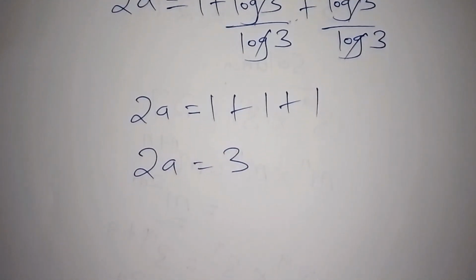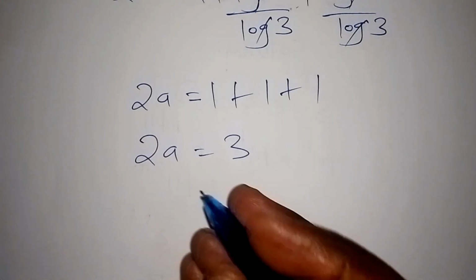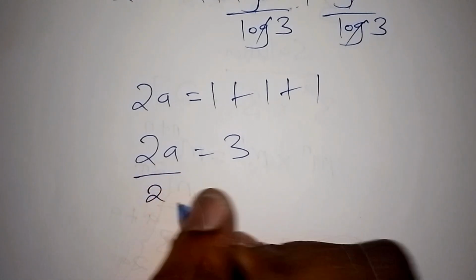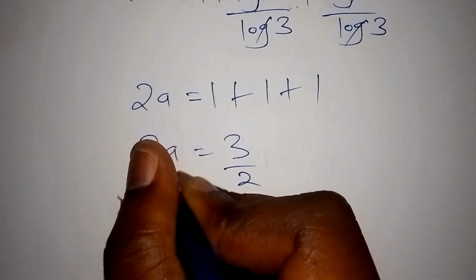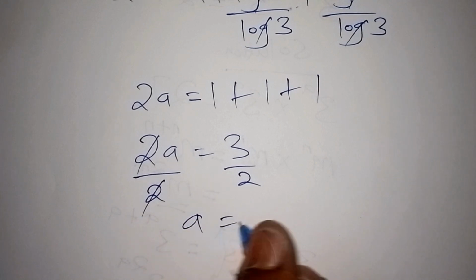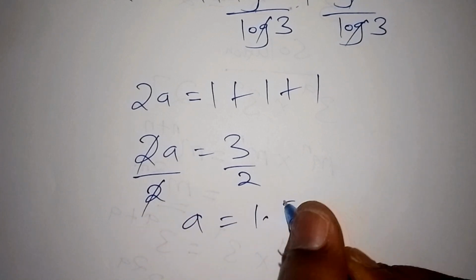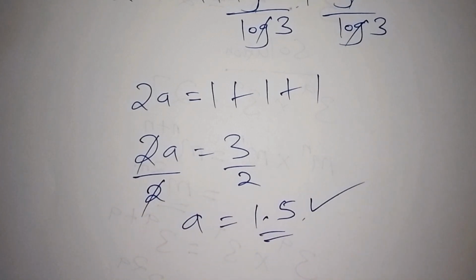In order for us to remain with a on this side, we divide both sides by 2, so that 2 and 2 cancel, and a is equivalent to 1.5. So that now marks the correct answer.